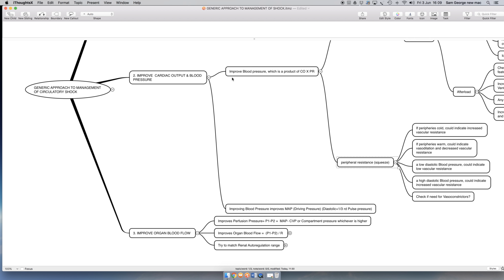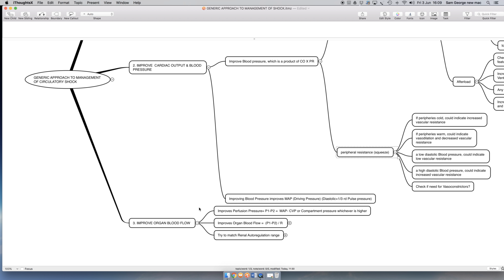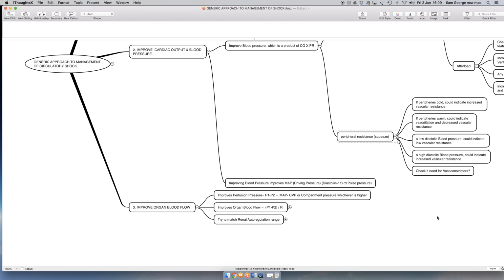Next, improving blood pressure, you've done that. You've improved the cardiac output, you've improved the blood pressure, and improving the blood pressure improves the mean arterial pressure, which is the driving pressure. It can also be calculated as the diastolic plus 1/3 of pulse pressure.